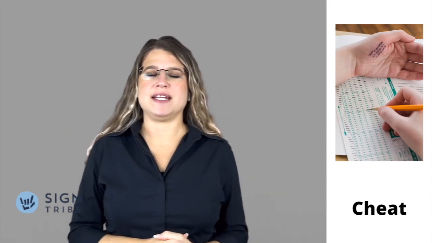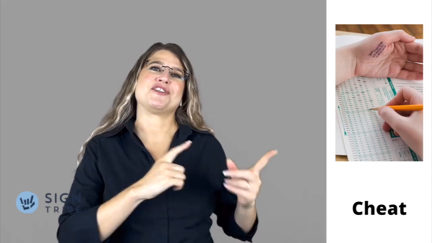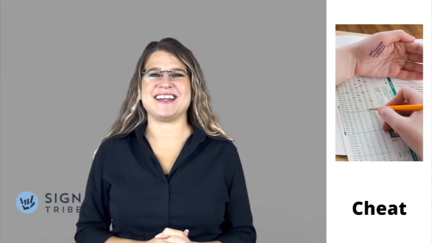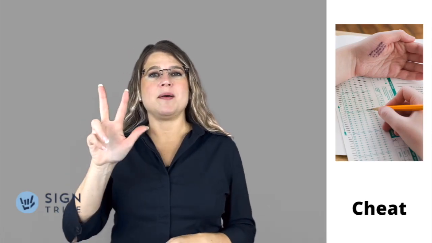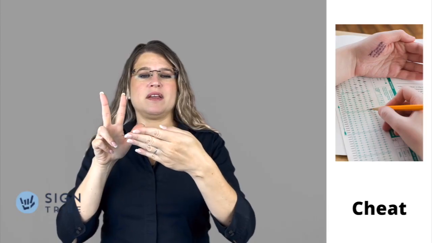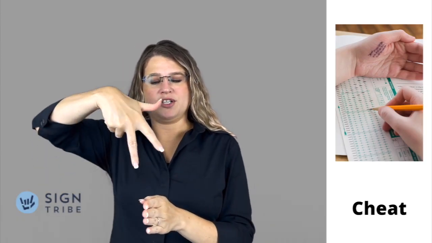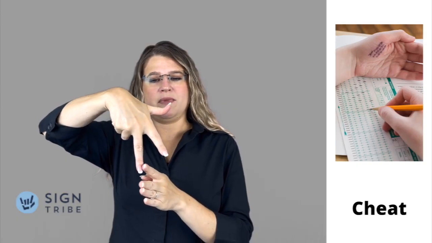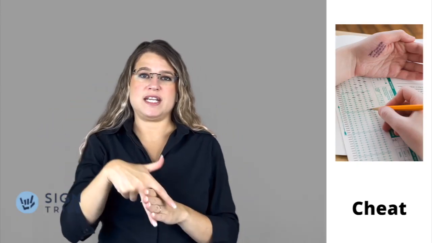Another sign for cheat that you might see, which even itself has a couple of different variations like I just showed you with the other one previously, is going to be cheat like this. So your dominant hand is in a 3 and your non-dominant hand is kind of in a B shape a little bit, and then you're going to like straddle your middle and index finger like this. Cheat.